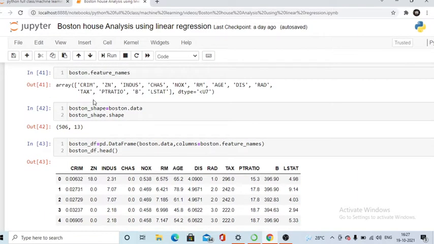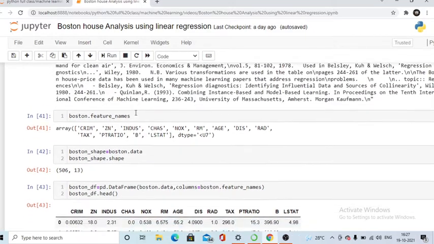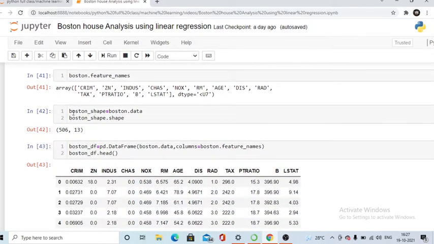Here I have written Boston_shape equal to Boston.data.shape. I just make one variable, Boston_shape, to check how many rows and how many columns I have. So here you can see we have 506 rows and 13 columns.